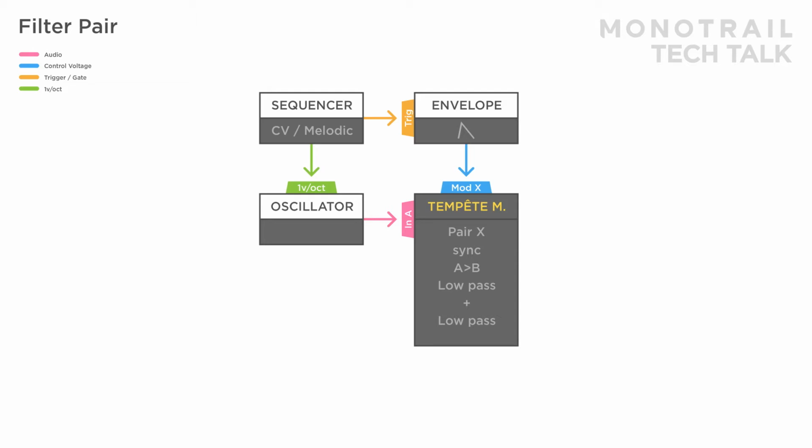In this setup, the filters are used in series, meaning the output of filter A is sent to the input of filter B internally. The output of B is used to listen to. Sync is used as well, and in this case the envelope is modulating mod X, so the filter cutoff of both filters at the same time.